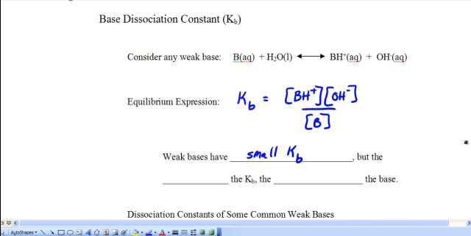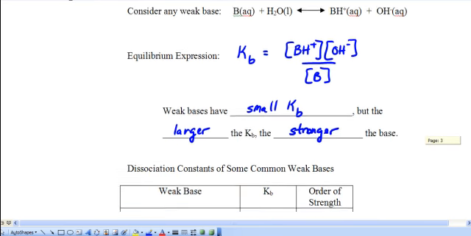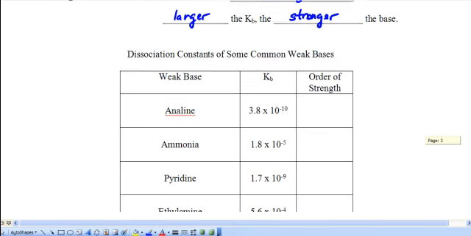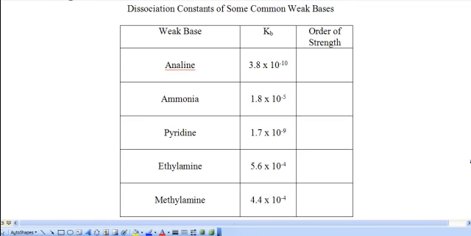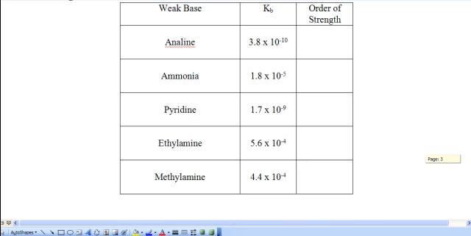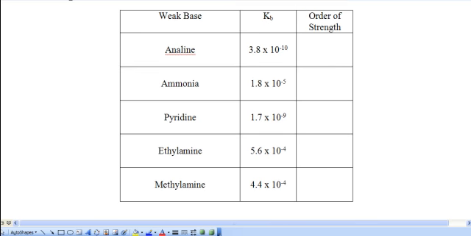But when you're dealing with these weak bases, again, the larger the Kb, the stronger the base is. So, if I give you a list of weak bases, you should be able to put them in order of strength. Number 1 being the strongest, number 5 being the weakest. If you want to pause the podcast and give it a shot on your own, that'd be fine.